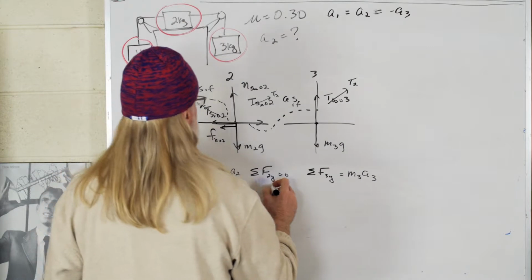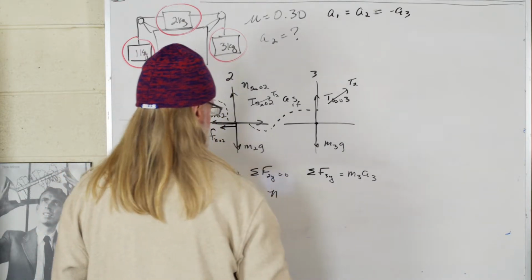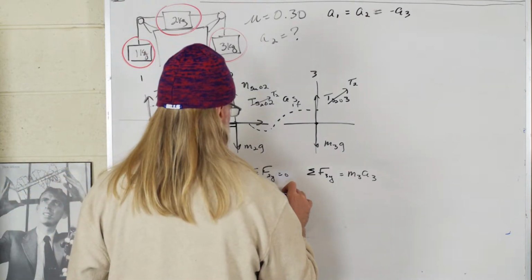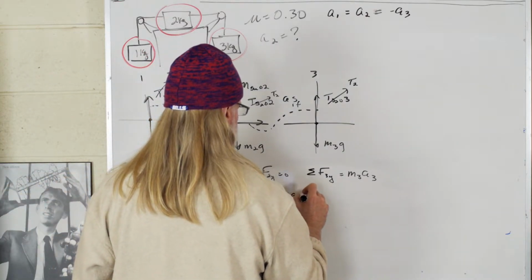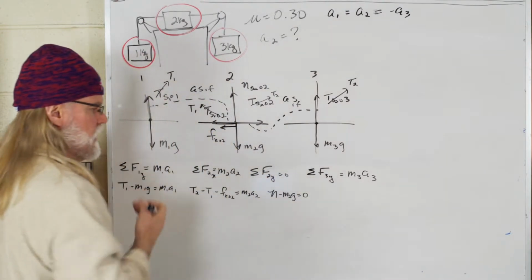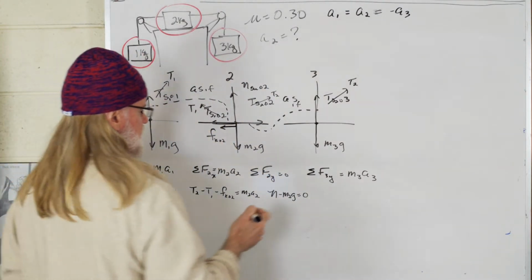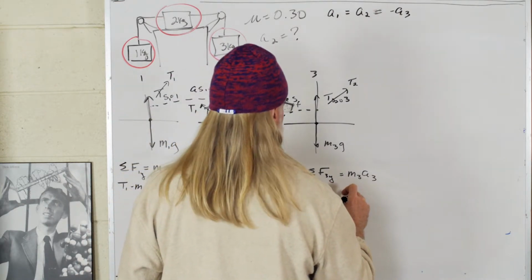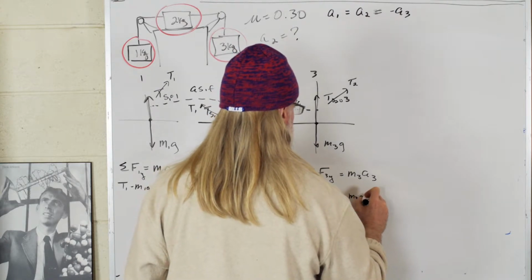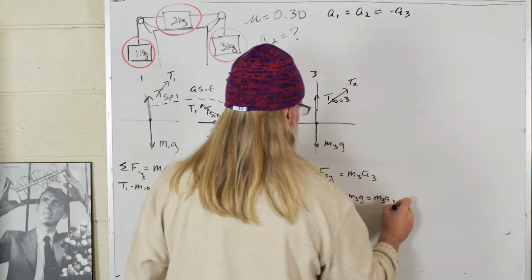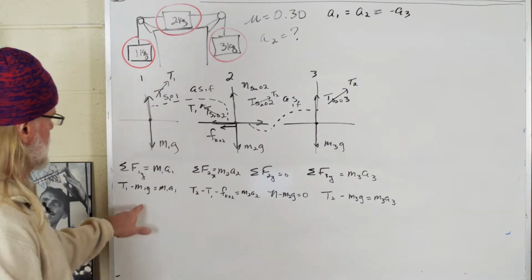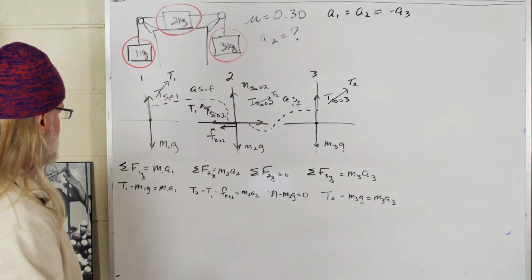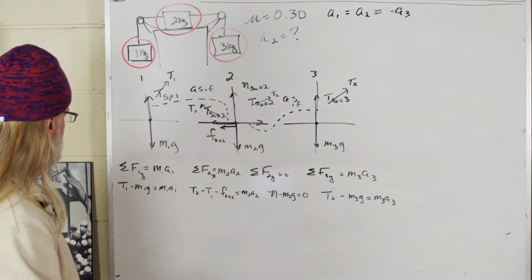In the y direction, we have the normal force. I'm just going to call it N because we only have one normal force in this problem. N minus M2G equals 0. Normal force equals the weight. Good. And then we have T2 minus M3G equals M3A3. There are our equations. That, along with our acceleration constraint, along with our mu, should get us in pretty good shape to solve for acceleration of 2.